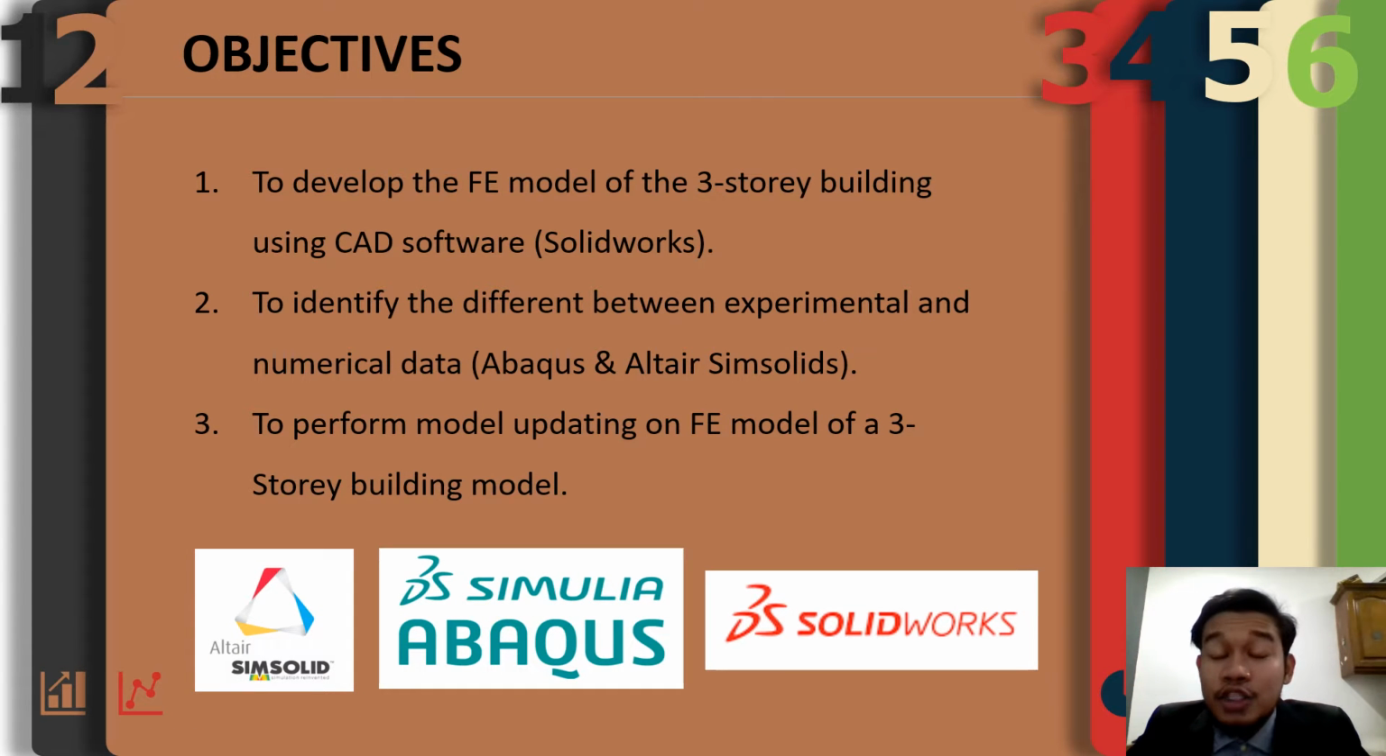Literally, this project has three objectives to be achieved. The first objective is to develop the FE model of the three-story building model using CAD software, which is SolidWorks. Secondly, to identify the difference between experimental and numerical data by using Abaqus and Altair SimSolid. And lastly, to perform model updating on the FE model of the three-story building model.